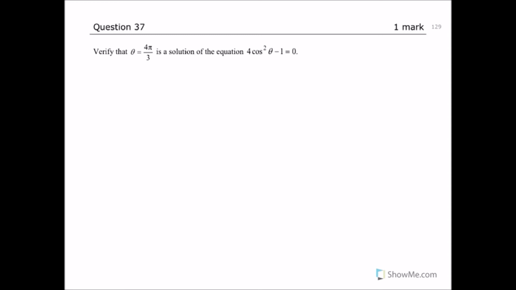Verify that theta equals 4 pi over 3 is a solution. A couple ways of doing this. You could just plug it in and show that it's a solution. So maybe I'll do that since 4 pi over 3 is a value that we know. So 4 cos squared of 4 pi over 3 minus 1. And so just solve the left side.